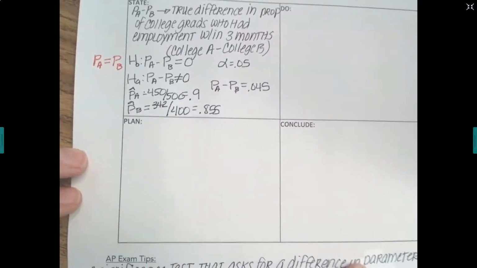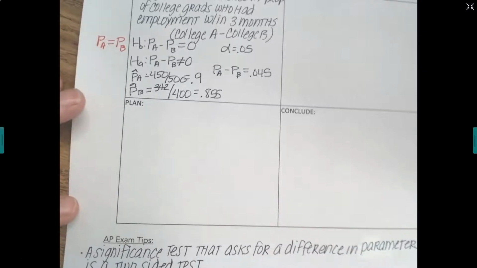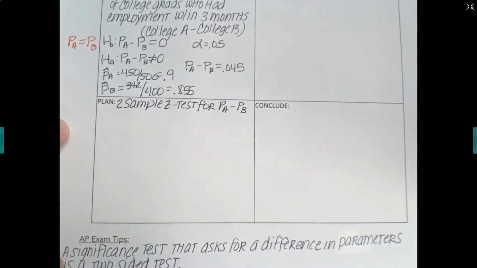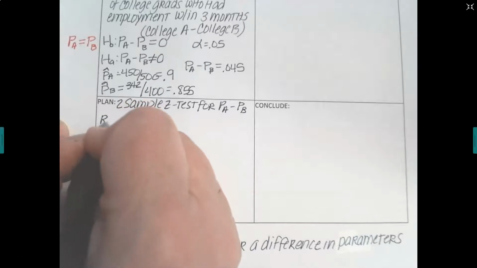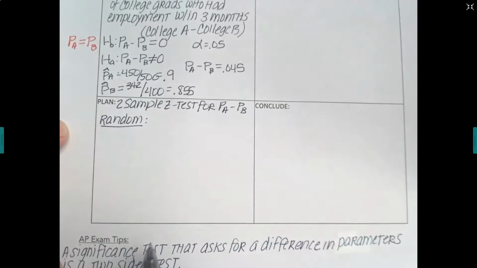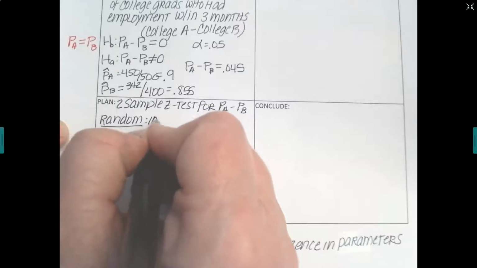So let's go on to our plan. We took 2 samples and we're performing a significance test for proportions, so that makes it a z-test. So we have a 2-sample z-test for, and then just name your parameter, PA minus PB. Okay, so let's check our conditions. We have random. It's 2 samples, and it says a separate random sample for each. So we have independent random samples.